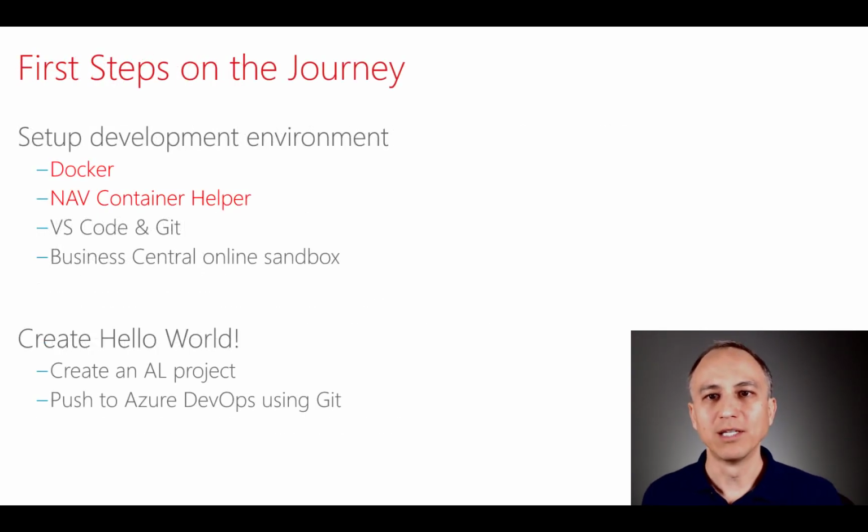So what are the first steps in this journey? First, we're going to set up your development environment, and that involves getting a Windows machine, Windows 10 or Windows Server, installing Docker, Nav Container Helper script, Visual Studio Code and Git, and accessing a Business Central online sandbox. And I've highlighted Docker and Nav Container Helper in red because those were the two items that I had the most trouble with. They weren't major problems, but they were small problems that took me part-time months to figure out. And now that I believe I figured most of them out, it should be smooth.